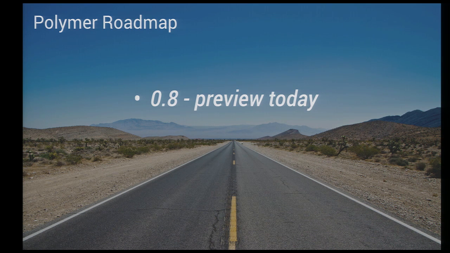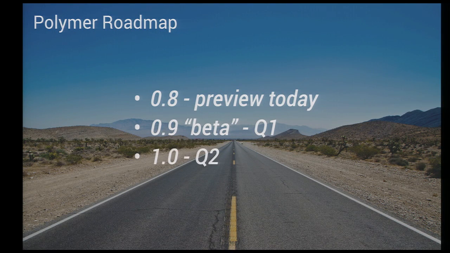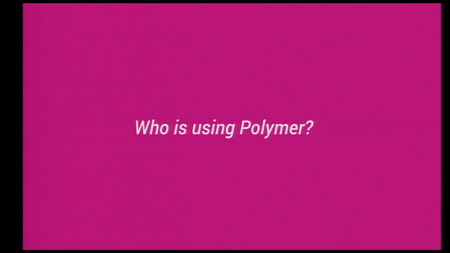It's still missing a couple of features, but you can take a look if you're brave. We like to do everything in public, so we've got it sitting there. 0.9 we're going to call beta, will be early next year, and then 1.0 really soon after that. So the idea is we're focused on the core of Polymer. We're going to put it out in production as quickly as we can.